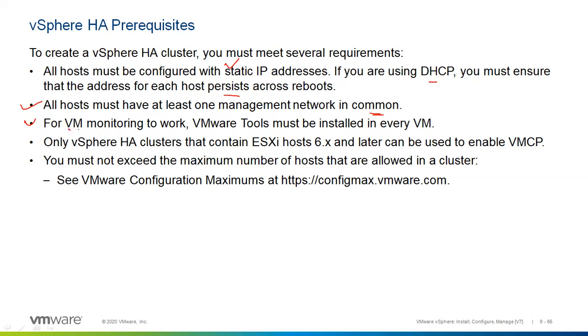For virtual machine level monitoring, VM Tools must be installed in every virtual machine. And a vSphere HA cluster with 6.x or later can be used to enable virtual machine component protection, that we talked about yesterday, like storage failure. To protect from underlying storage failure for a particular host, this feature was introduced from vSphere 6.x onwards. You must not exceed the maximum configuration limit for that particular cluster, that I also told you yesterday. We can check the config max guide on VMware. This is publicly available, right?